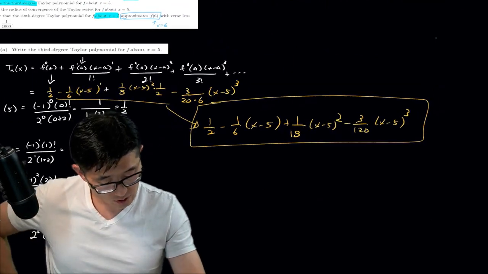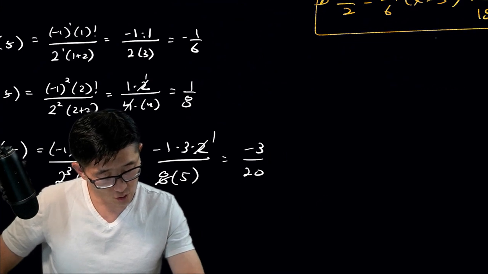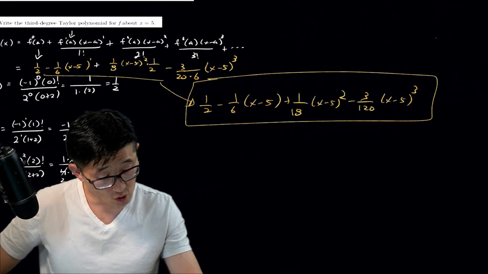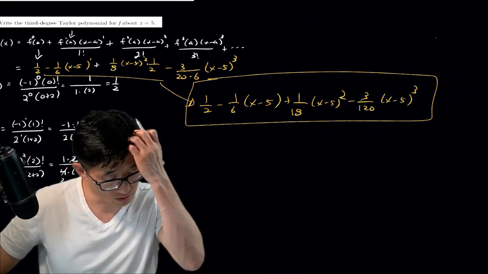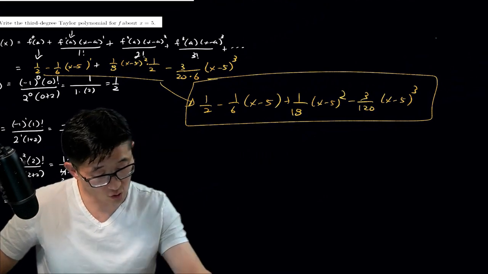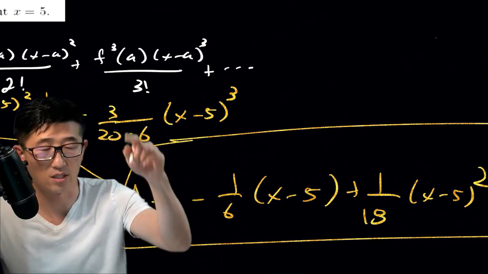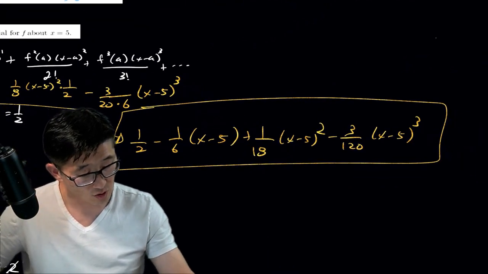Let me just double check if I got everything right on that one. 3 times 2, yep, 2, 1, 4, 4 times 5, 20, and then multiply that by 3 times 2 on the bottom. So 4 times, wait a second, yeah, so -3 over 20 times 3 factorial, which is 6, 3 times 2, yep, 20 times 6 is 120, okay.